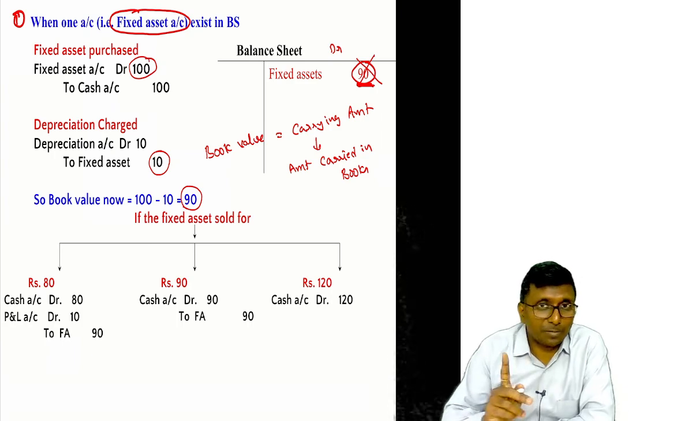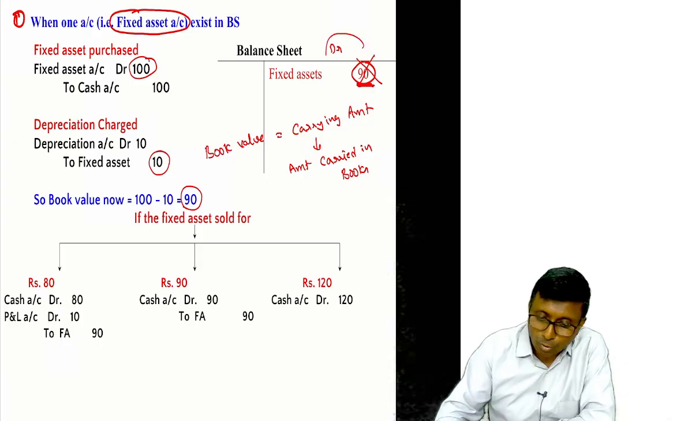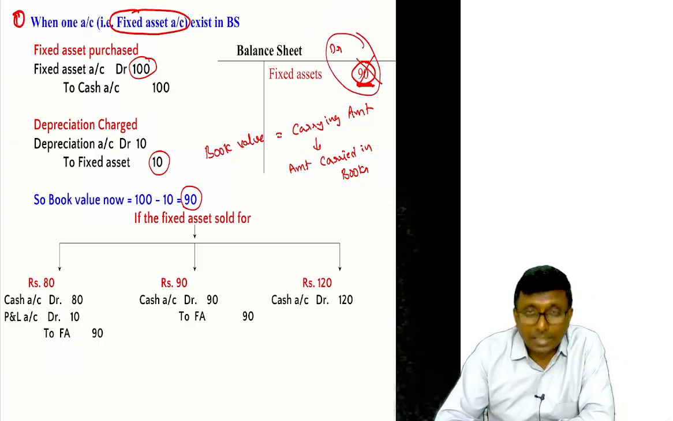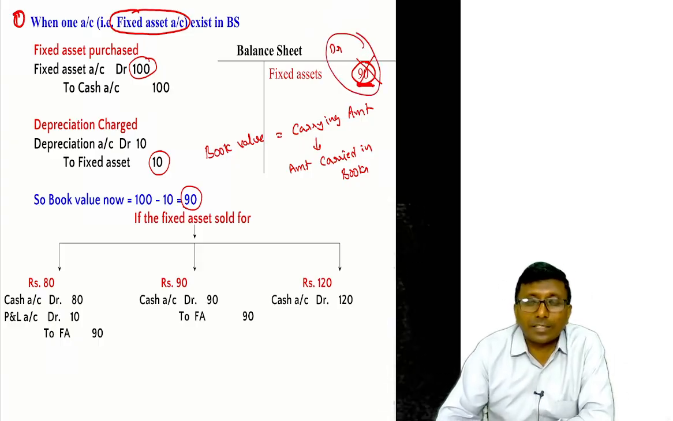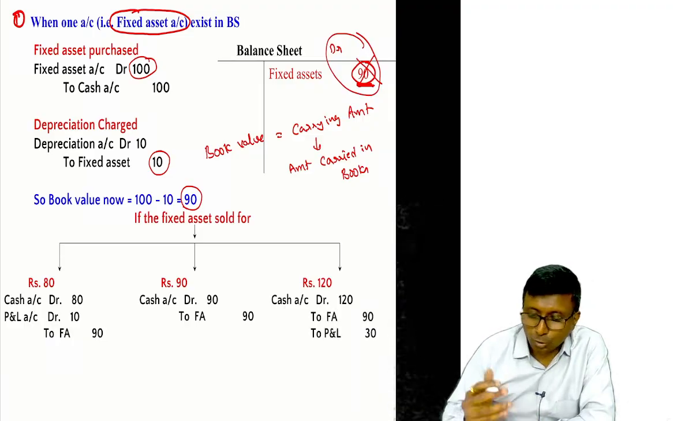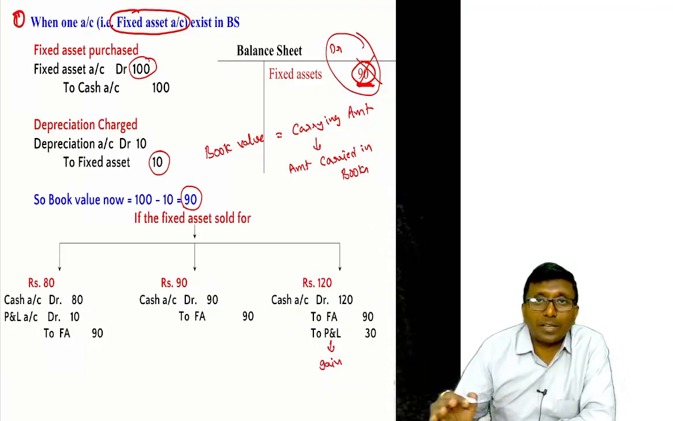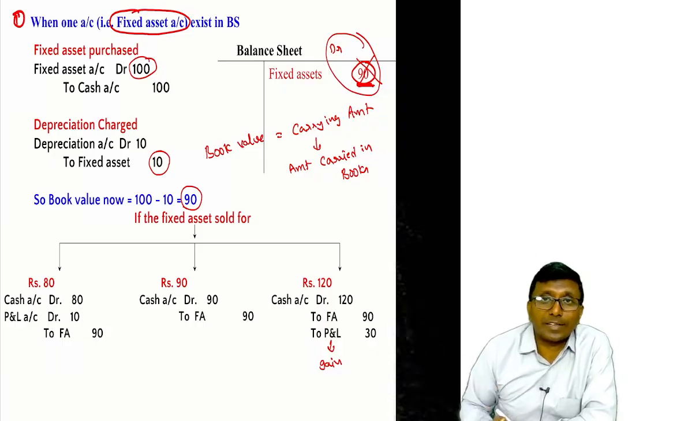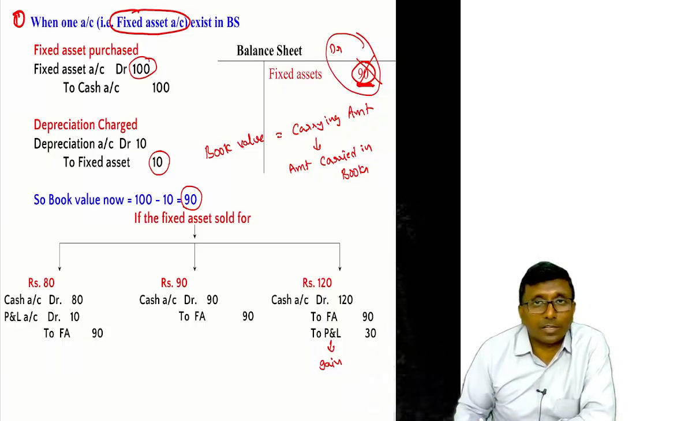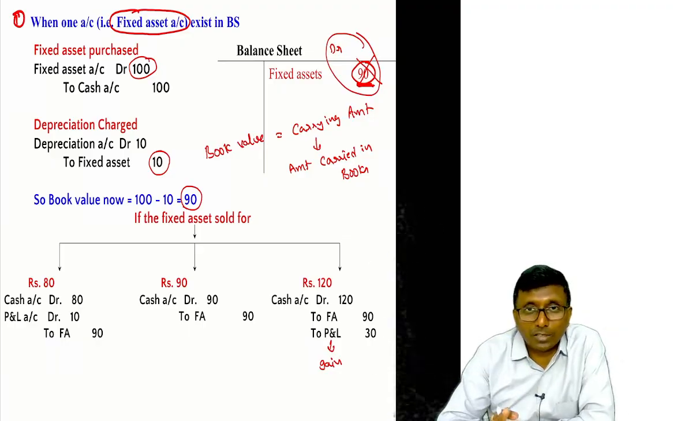Fixed asset gone means fixed asset balance should become 0? 0. So right now fixed asset is showing a debit balance of 90? Yes. So what should I do? Credit it. So to fixed asset 90. Correct? Next, to profit and loss. This is a gain. Gain on sale of fixed asset, we'll write it. That ultimately is transferred to the profit and loss statement. Clear? Right.